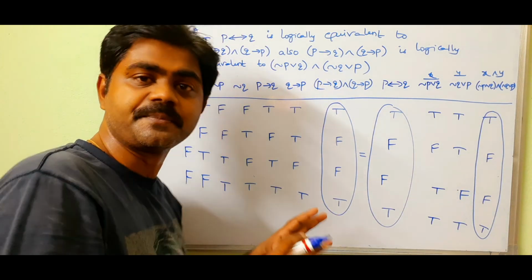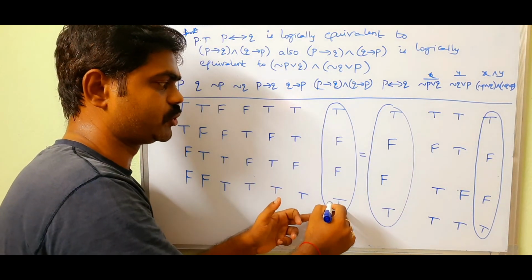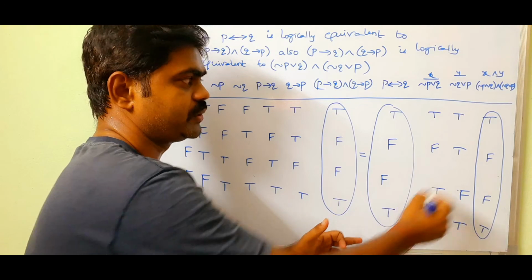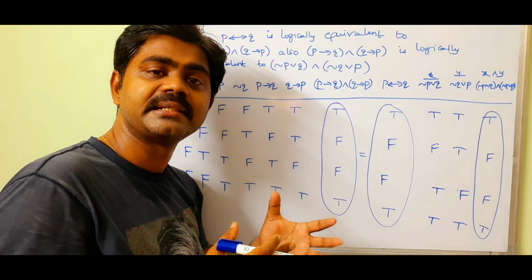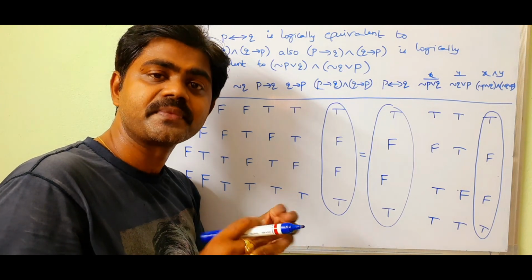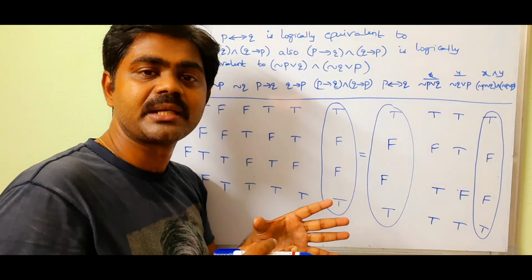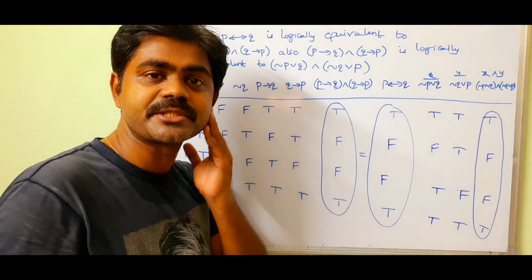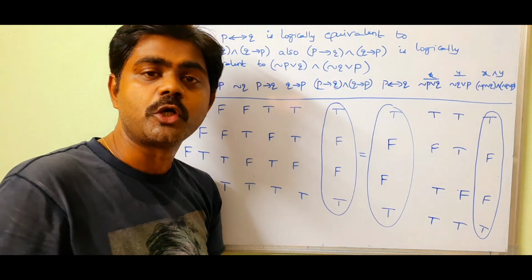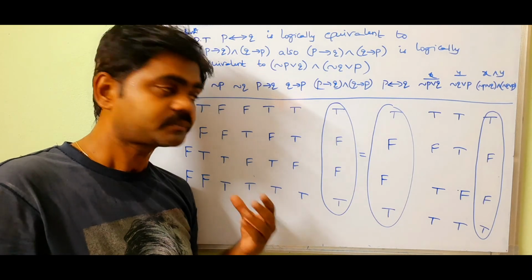If you clearly observe, true, false, false, true; true, false, false, true; and true, false, false, true. So with this example, we clearly say that all the three are logically equivalent. So this is all about logical equivalence using truth tables. This is a compulsory question and the most important question as well. I hope you understood the concept.